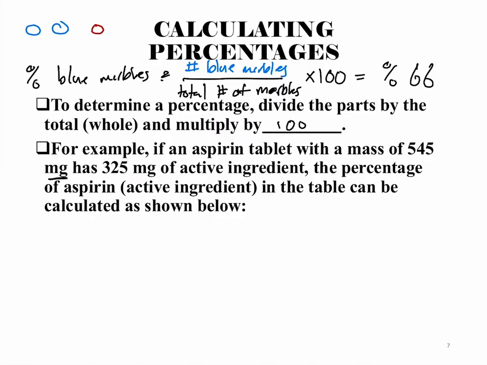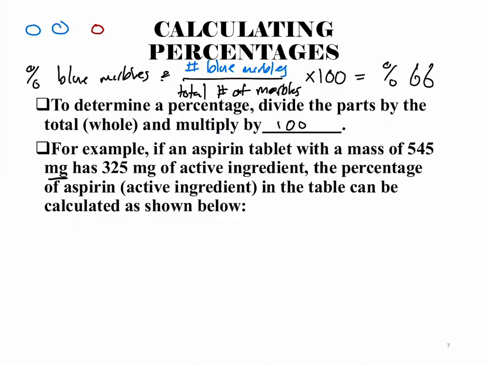325 milligrams of active ingredient, right? So this is what people say when they say, a lot of times, especially if you're taking a protein supplement or something like that, there's a lot of other junk in there, right? Just because you have 545 milligrams of it doesn't mean that it's all going to be whatever amino acid you're trying to take, right? So only 325 of that are the active ingredient. The percentage of the active ingredient can be calculated how?